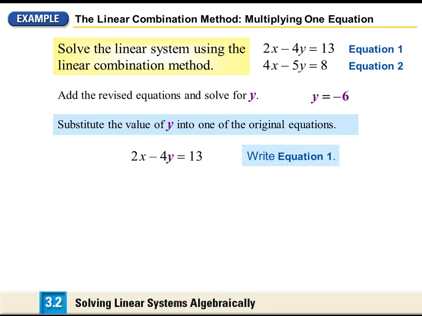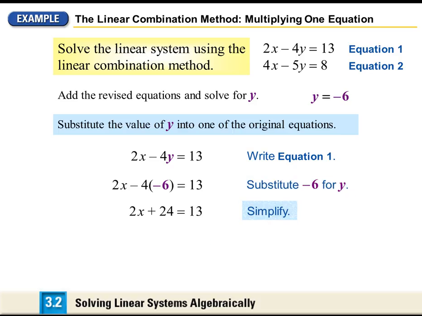So if I plug negative 6 in for my y, I get a really simple equation to solve for x, right? I get 2x plus 24 equals 13. So subtract 24, divide by 2, and after all the dust settles, I get negative 11 halves. Now I got the whole thing. I got the x value and the y value, and we're done.